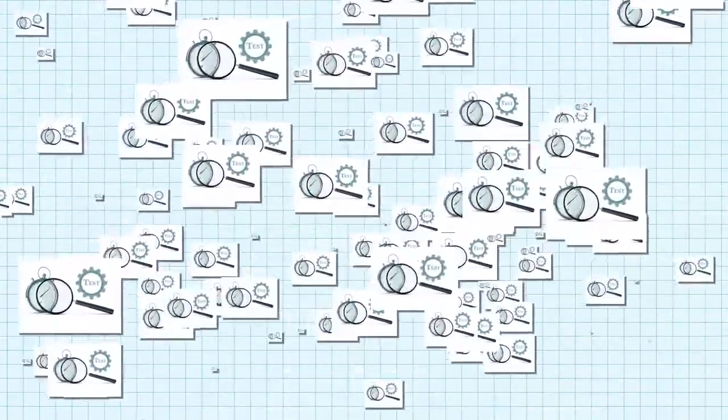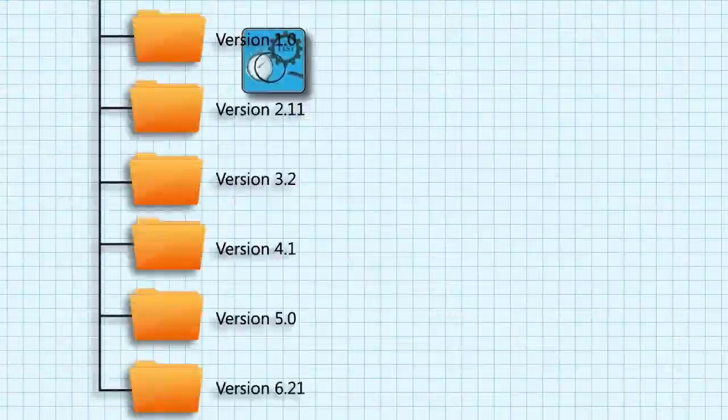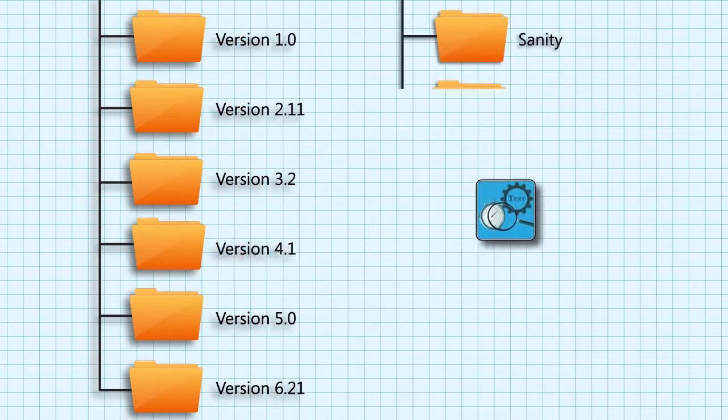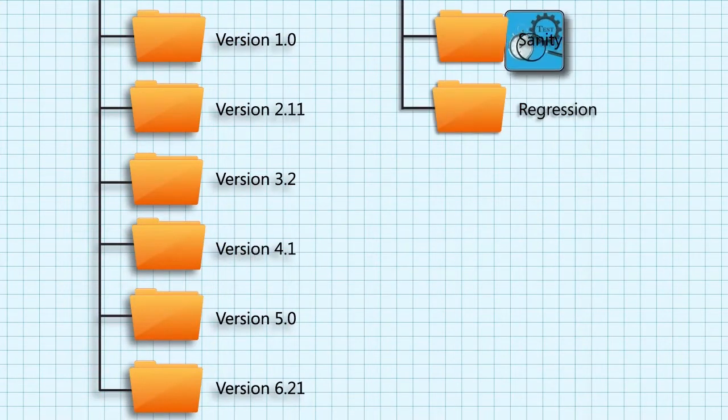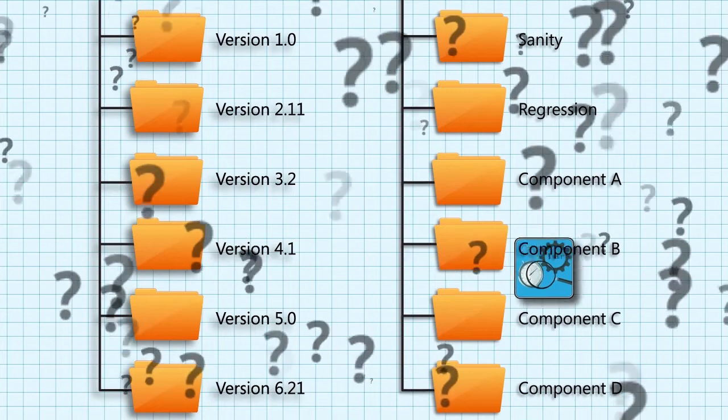Some tests are for specific versions of your product, some of them for multiple components. Some are quick sanity tests, while others are for full regression testing, and the list goes on. How do you organize your folder tree now? Based on versions? Maybe based on level, sanity versus regression? Under what component do you file a test when it covers many of them?